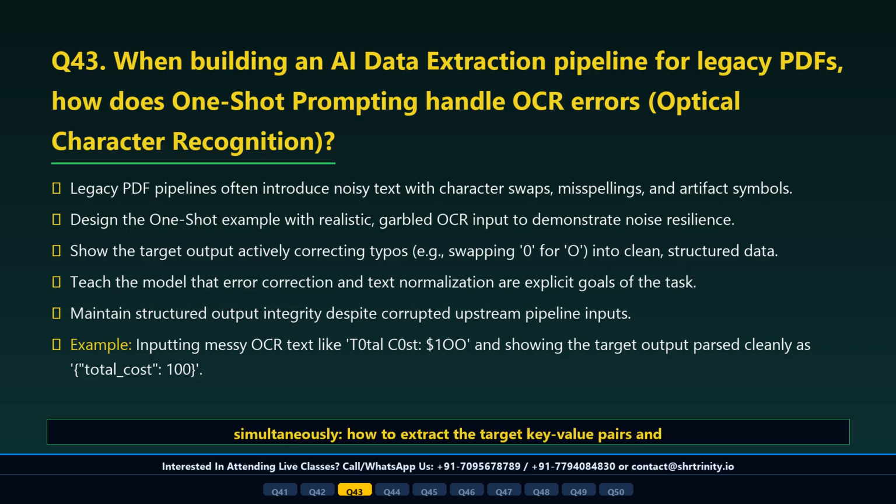In our example output, we show the clean JSON payload, key total_cost with an integer value of 100. By walking the model through this transformation, we explicitly teach it to recognize character substitution patterns, strip unwanted currency symbols, and output valid data types. This simple demonstration makes your extraction pipeline resilient against the messy reality of production PDF processing.